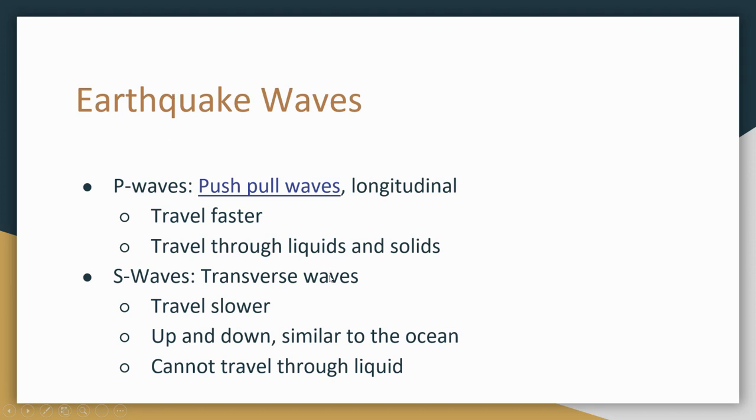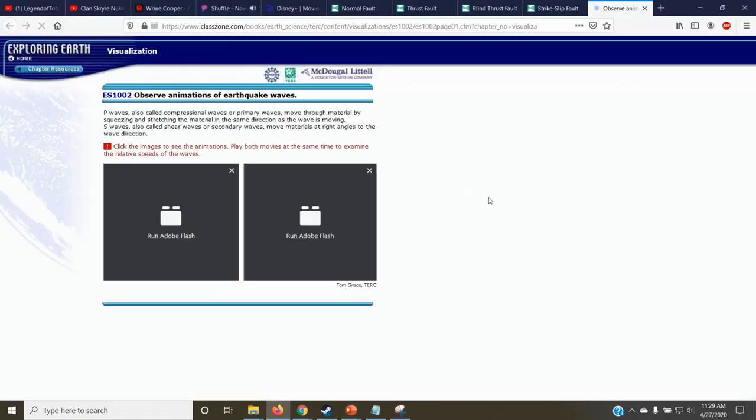Well, we've already talked about the two major types of waves in our waves unit: longitudinal waves, which, if you remember, are side to side or push-pull waves. These in earthquakes are called P waves. The P stands for primary. We'll talk about why they're primary waves in a minute. But this is an animation that shows what they look like.